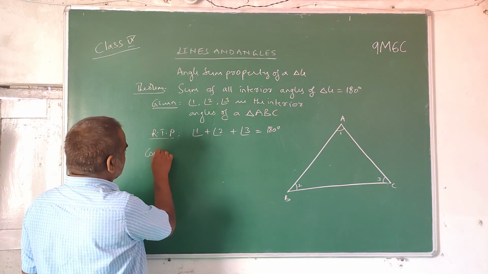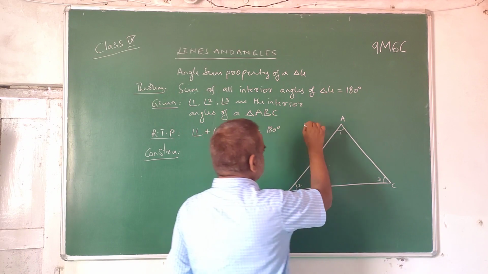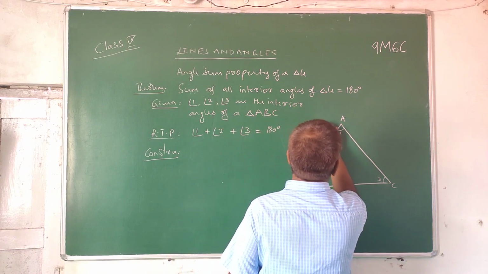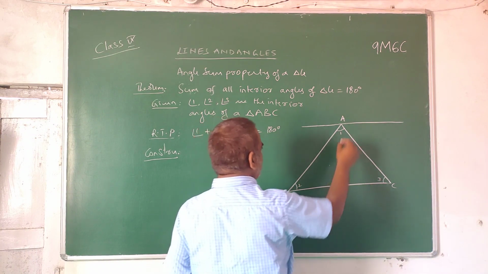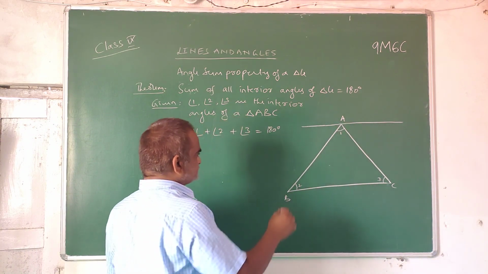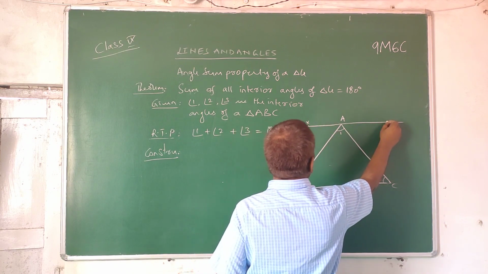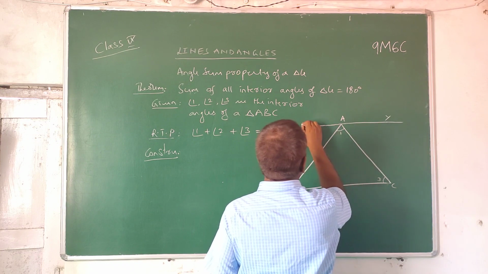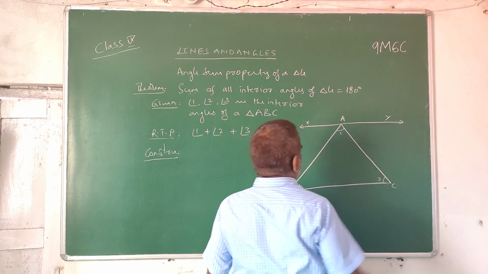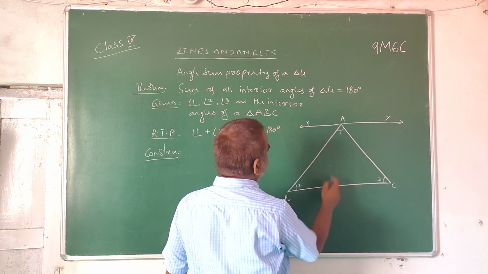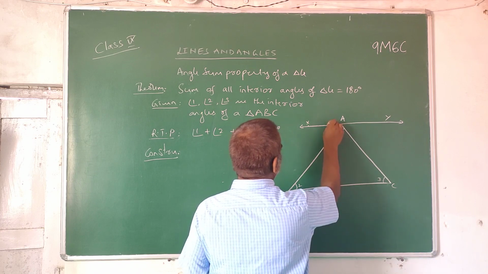Now I am going for construction. What construction I am doing is I am drawing a line parallel to BC through A. So say this line is some XY. So this line XY is parallel to BC. Okay?